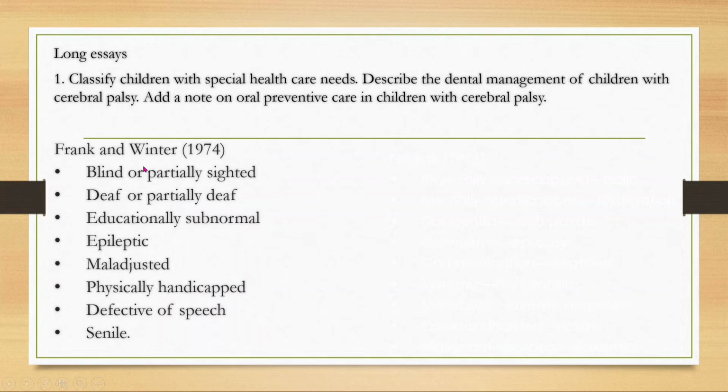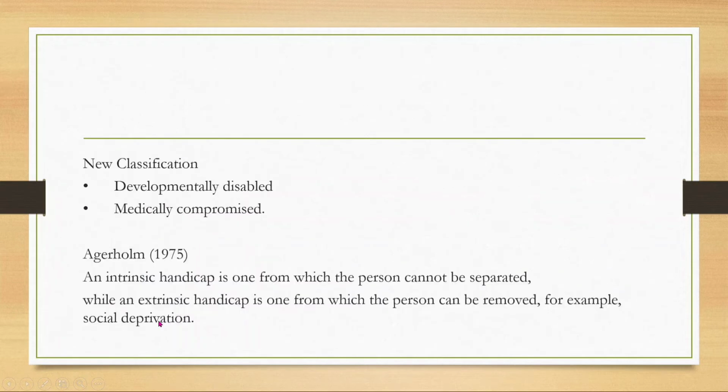So Frank and Winter classified the special healthcare needs as blind or partially sighted, deaf or partially deaf, educationally subnormal, epileptic, maladjusted, physically handicapped, defective of speech and senile. New classifications: developmentally disabled or medically compromised. Agerholm classified an intrinsic handicap as one from which a person cannot be separated, while an extrinsic handicap is one from which a person can be removed, for example, social deprivation.